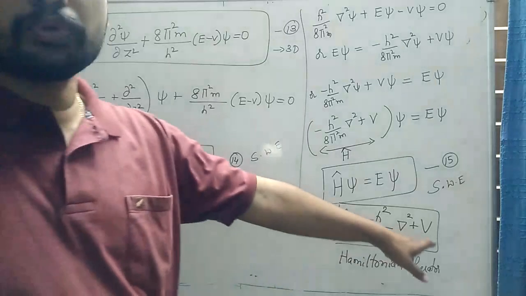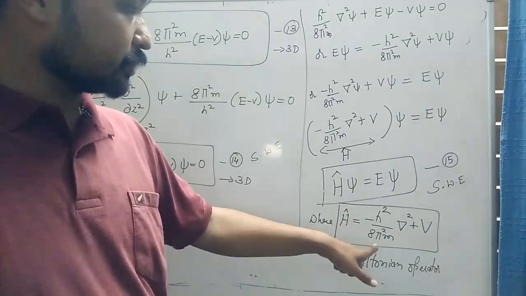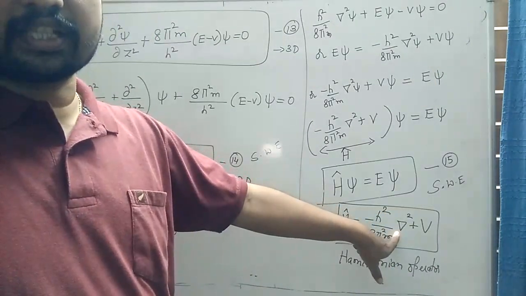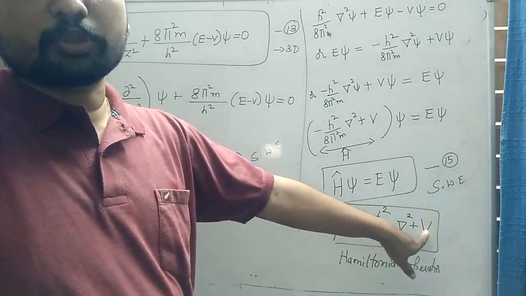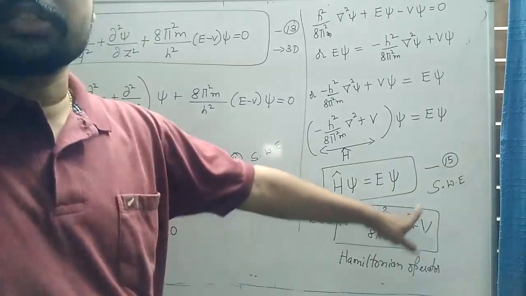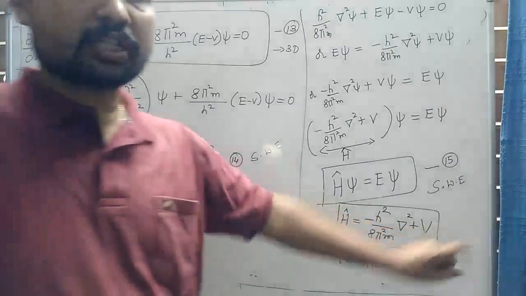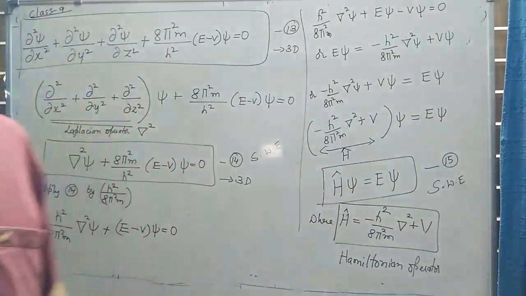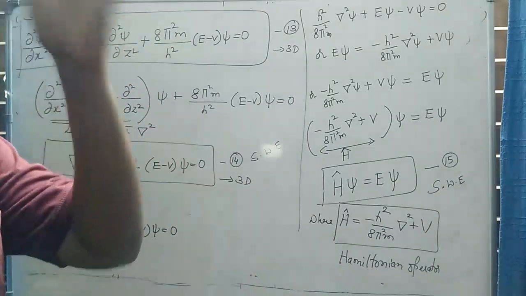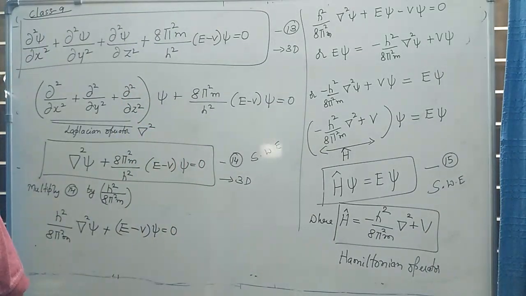It is the sum of two terms: minus h square by 8 pi square m into del square, which is a Laplacian operator, plus a potential energy operator. This potential energy is a simple multiplication operator. Okay, it is a simple multiplication operator. What a multiplication operator is, we have discussed when we discussed the concept of operators.